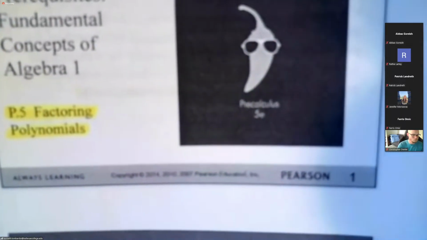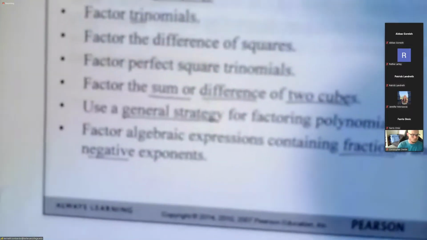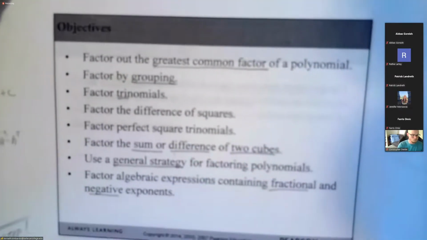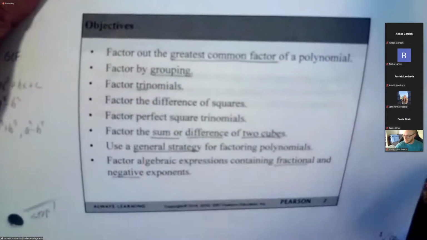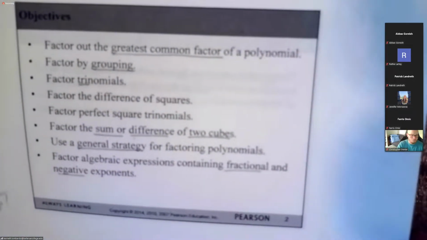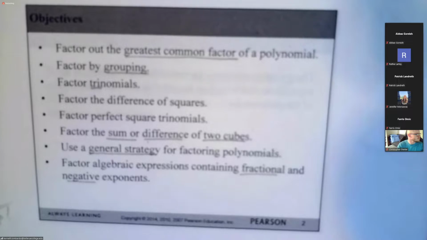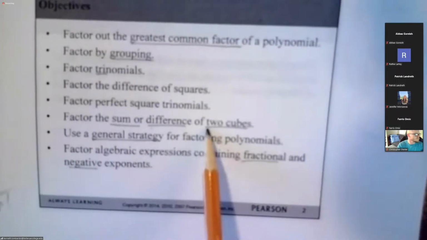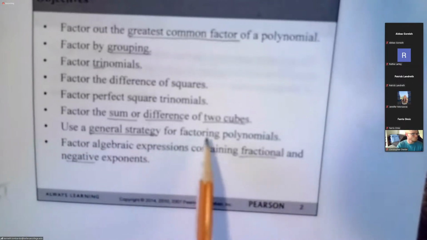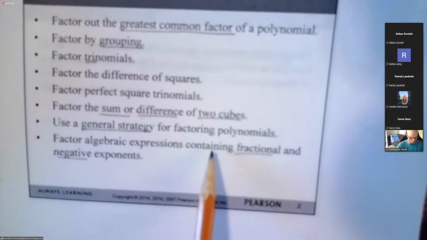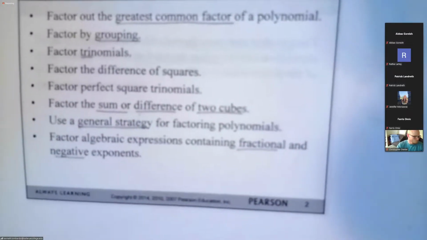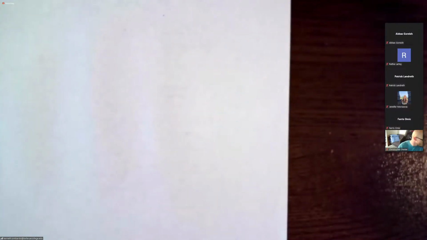And by factoring polynomials, we're going to do several things. We're going to factor out the greatest common factor. We're also going to factor by grouping. We're going to factor trinomials. We're going to use the difference of squares. We're going to factor perfect square trinomials and the sum and difference of two cubes, a general strategy for factoring polynomials, and factoring polynomials with fractional and negative exponents. So that's what we want to do as a result of this section. So let's take a look at a couple of examples that hopefully will step us through that for you successfully.